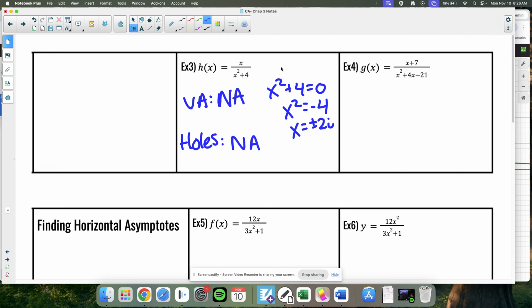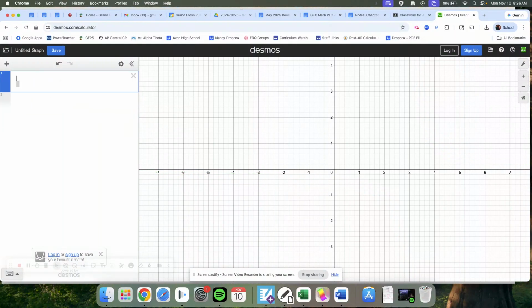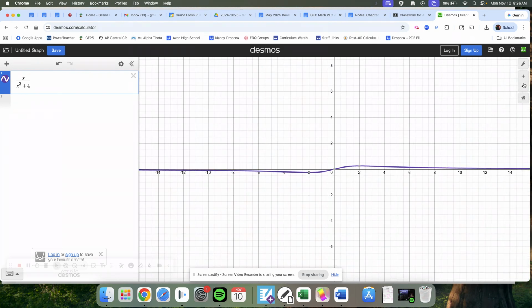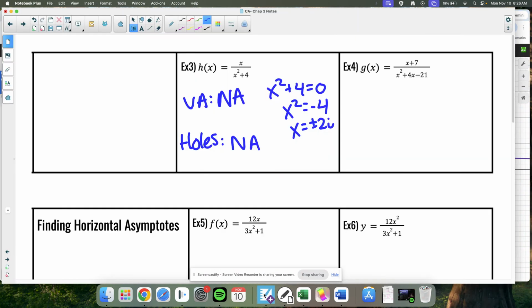There's absolutely nothing wrong with hopping over to Desmos or your graphing calculator, because if you can see it, it makes it a bit more believable. We can see it has no breaks in it up and down, no holes in it. So no breaks on this one. Okay, you guys try the last one. Find your vertical, horizontal, or vertical and hole. Find the holes first, aka do your factoring, and see if anything will cancel out.